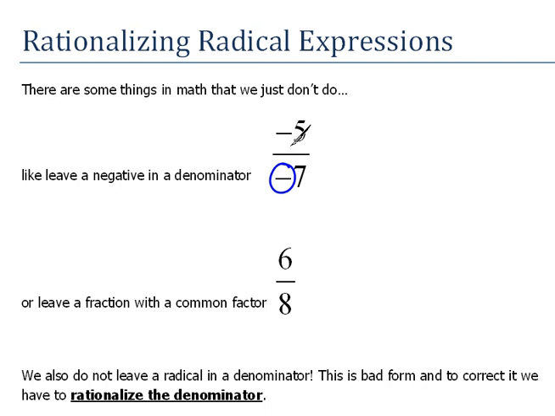And if we were presented with something like this that was negative 5 over negative 7, then we could simplify that down to just 5/7 because a negative divided by a negative is a positive.